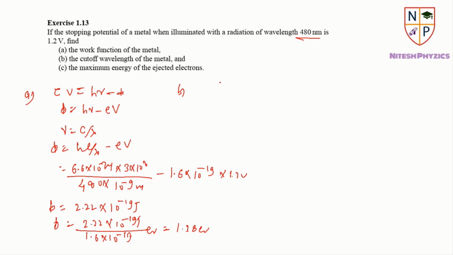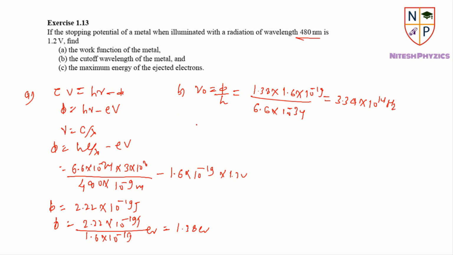Okay, the cutoff wavelength is also very easy. Nu naught is equal to phi by h. The value of phi is 1.38 electron volt, converted into joule, that means 1.38 into 1.6 into 10 to the power minus 19 joule, right? And the value of h is 6.6 into 10 to the power minus 34 joule second. Then this will be equal to 3.34 into 10 power 14 hertz.